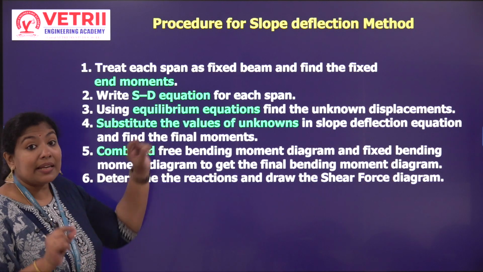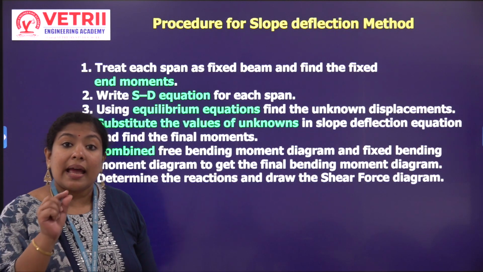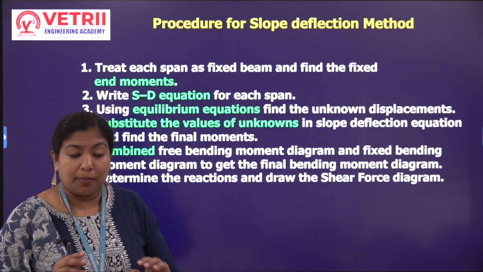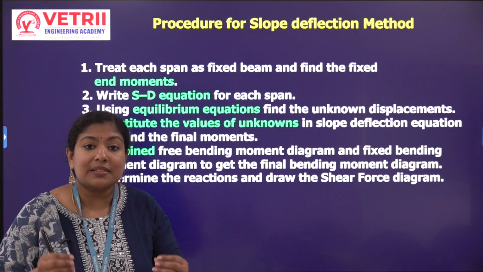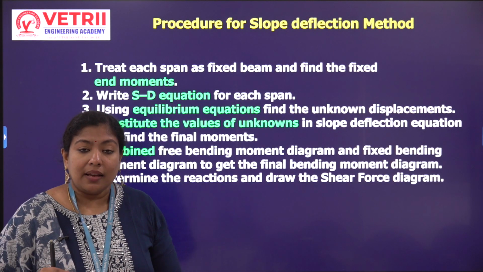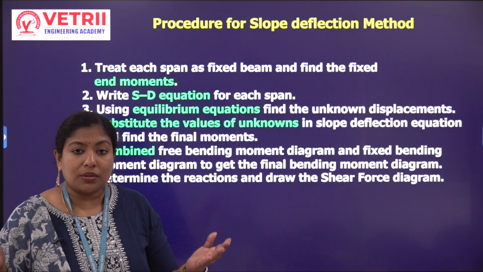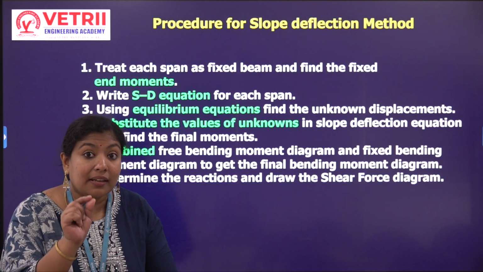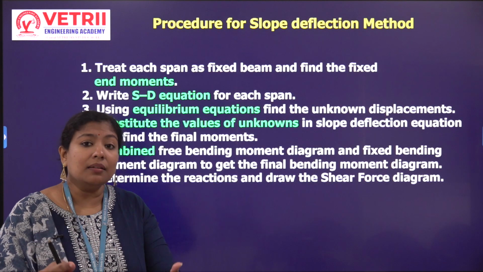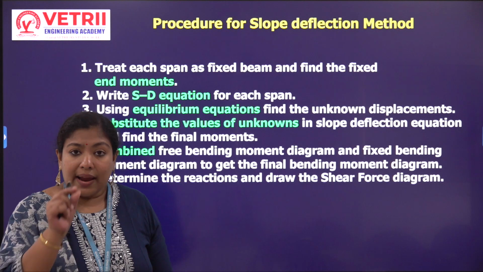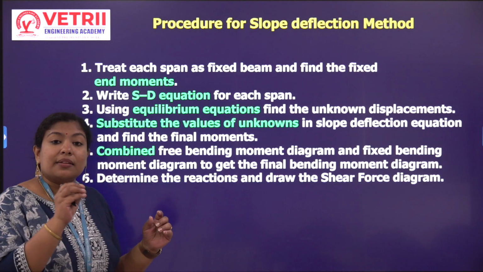After that you have to write the equilibrium equation. The equilibrium equation is that the sum of all the moments at a joint is equal to 0. Suppose it is a continuous span, a continuous beam with 3-4 spans. At a joint, the sum of all the moments, on the left side and the right side, when you add them is equal to 0. It's not necessarily only 2 members; however many members, 3-4, at a joint, the sum of all the moments is equal to 0.